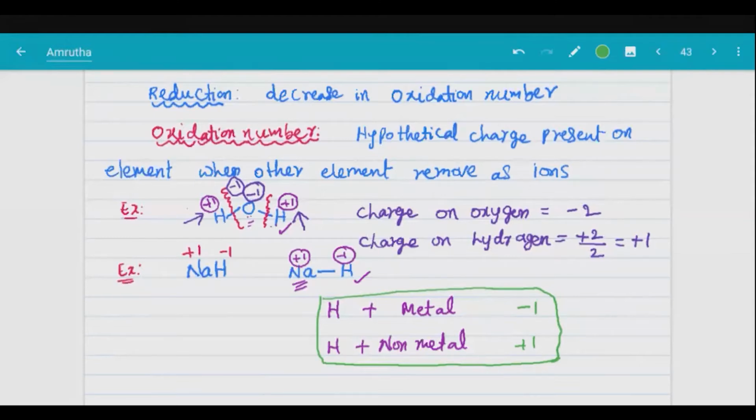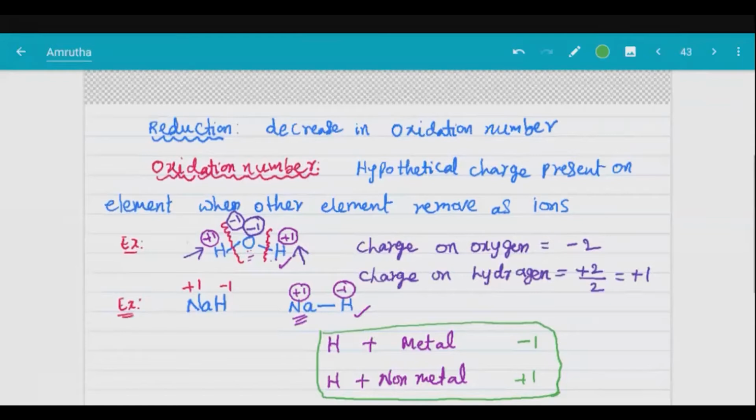Halogens are electronegative elements. Their charge is -1. Hydrogen charge, we just saw that, no? It can be -1. It can be +1. So like that, we have different rules for each and every metal, each and every element. So we have definite rules.